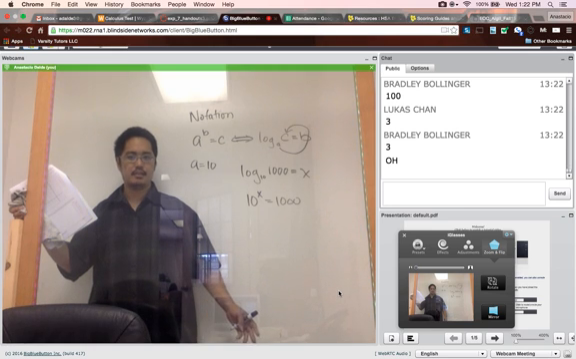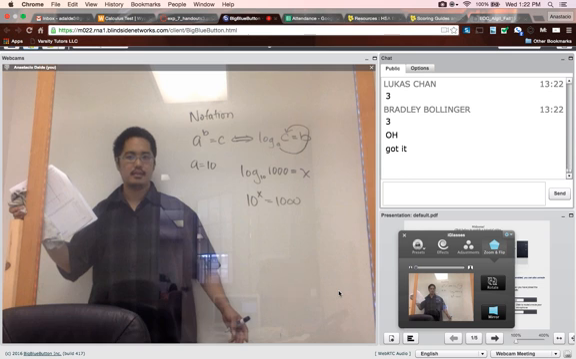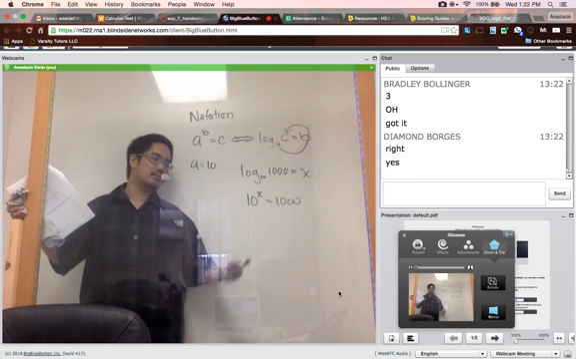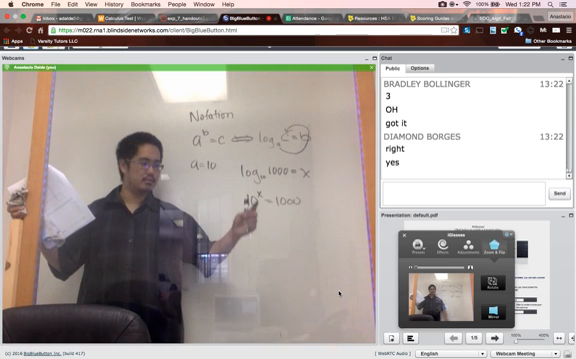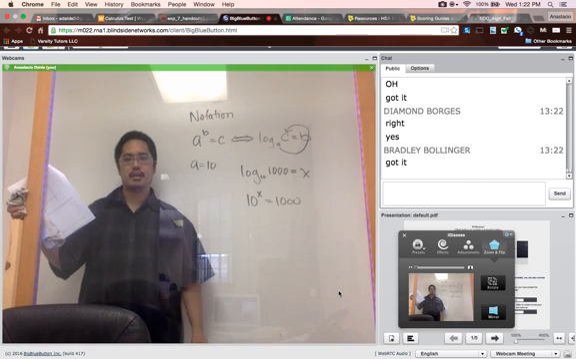Does that make sense? Because 10 times 10 times 10 is 1,000. We cool? Yeah, there's 3 zeros in 1,000, so 10, blah, blah, blah. Are we cool with that?